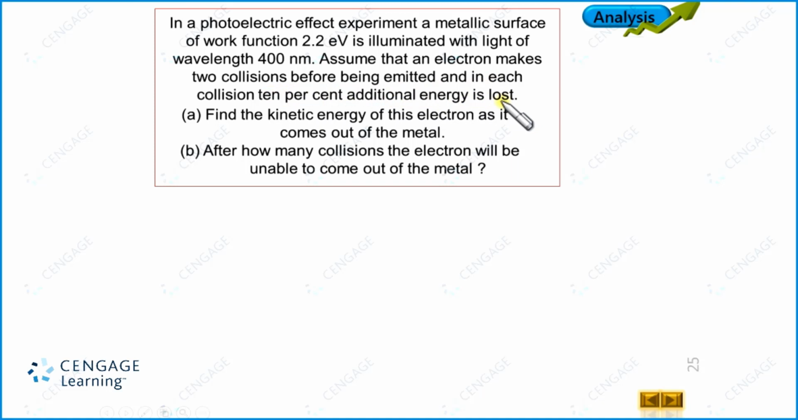In previous questions, we have never considered collision of the electron. We use simply Einstein photoelectric equation without considering the energy lost during collision. But in this case, we need to take care of this energy loss, right? So first of all, we need to find the initial energy. Initial energy means we need to calculate the energy of the photon.